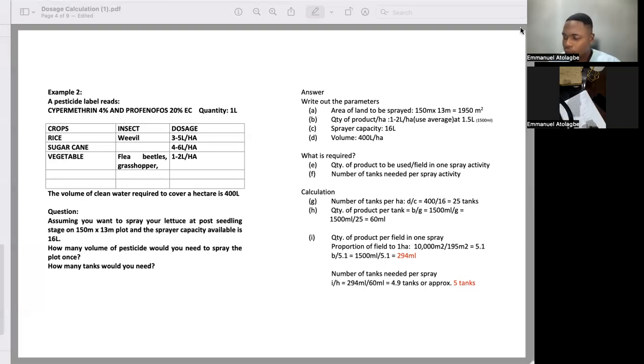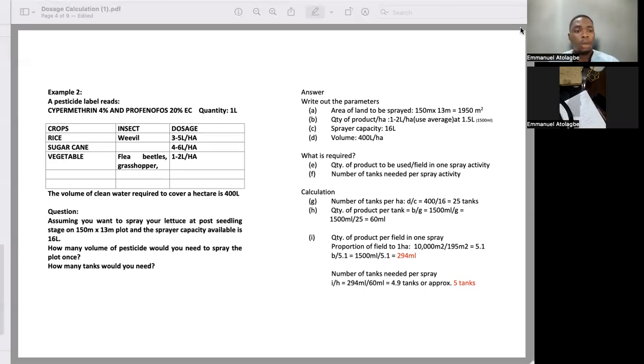That is the amount it will take to be in one knapsack. So how many times will you mix in 16 liters? Because what you have calculated here is for 16 liters, 60 mil to 16 liters. So 294 divided by 60 mil. Please, if you don't understand, you can ask questions. That will be roughly 4.9 knapsacks or 5 tanks.